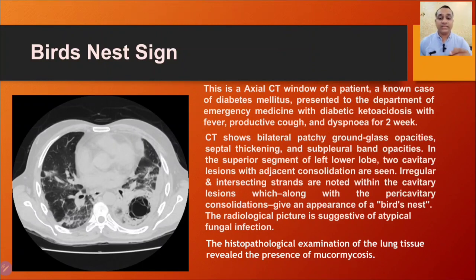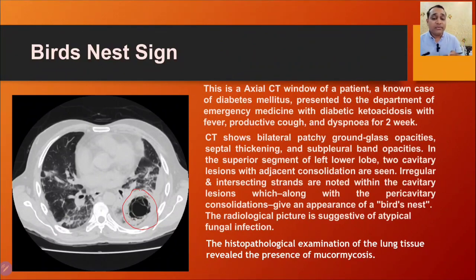So if you can see here, there are patchy areas of consolidation present bilaterally, and on the left side in the superior segment of the left lower lobe there is a cavity which is surrounded by an area of consolidation and ground glass opacity, and that cavity has irregular and intersecting strands noted within the cavitary region. So this looks like a bird nest. That's why it is called the bird nest sign.